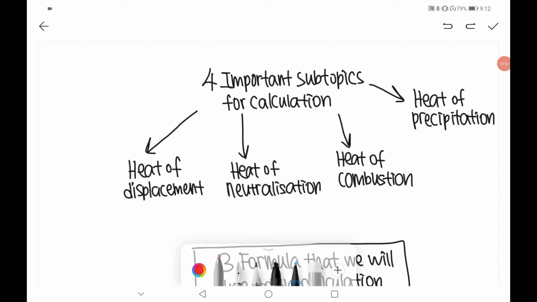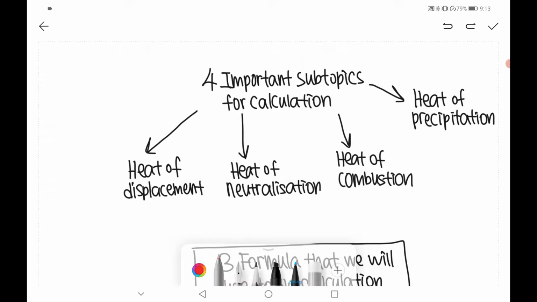Alright guys, welcome back. This is lesson number 2 for your Form 5 chapter 3. In the last lesson, we learned some basic introduction and basic concepts for thermochemistry. We learned what is endothermic, what is exothermic, what is delta H. We learned breaking bond, forming bond, energy level diagram, and energy profile diagram. Those are the things that we learned in the last lesson.